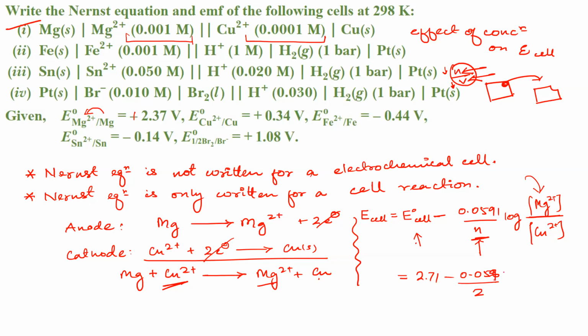Now you can also do 0.06 here. Log of Mg2+ concentration: this is 10 to the power minus 3, and this is 10 to the power minus 4. So this will become log of 10, right? The 4 will go up, that will be positive. So log 10 is equal to 1. You will just end up with 2.71 minus 0.06 divided by 2. After that, it becomes easy. You can calculate this value.